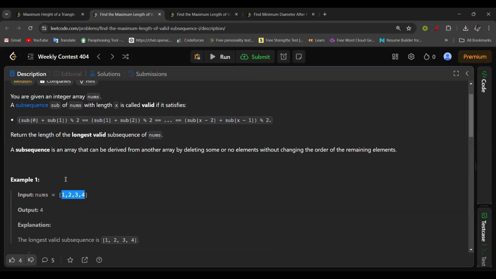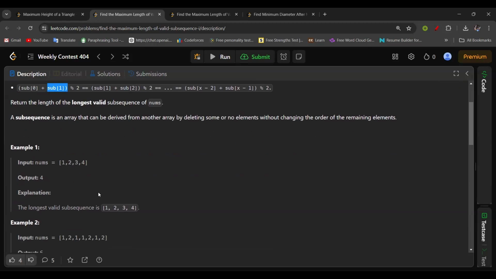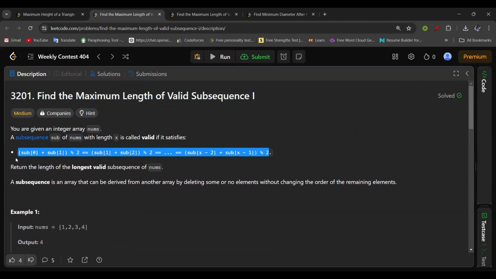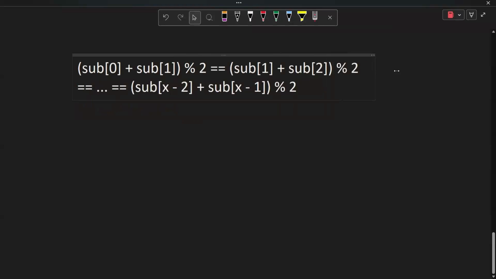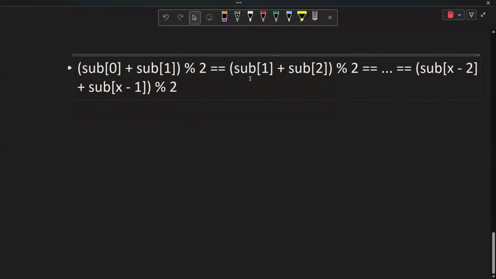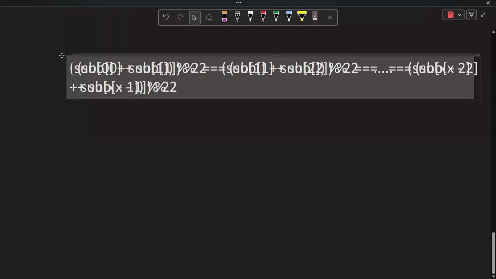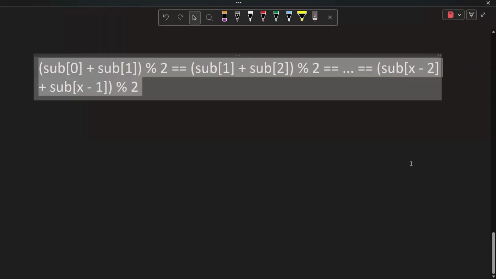Now, what you have to do is select a subsequence. What condition should that subsequence satisfy? What does this mean? Let's look at this. So, sub of 0 plus sub of 1. Let's try to understand what this condition means. This is the condition written there.